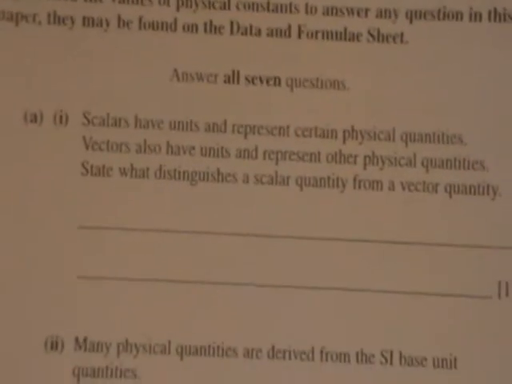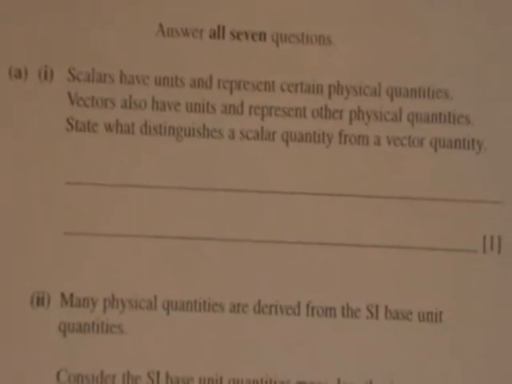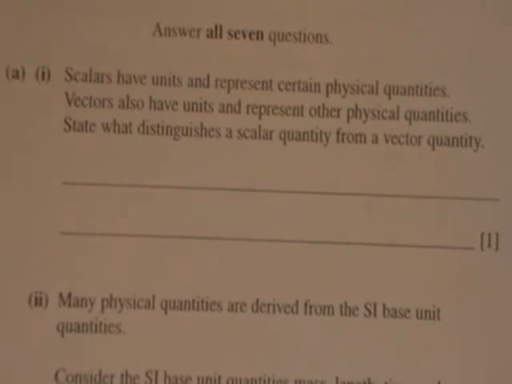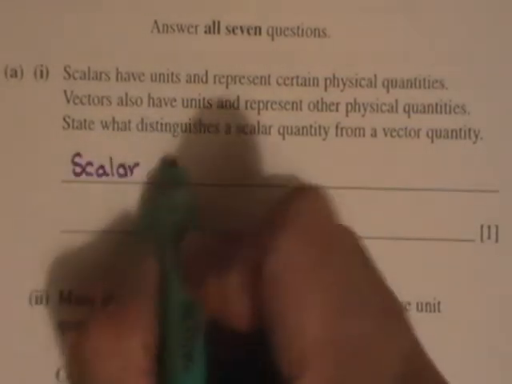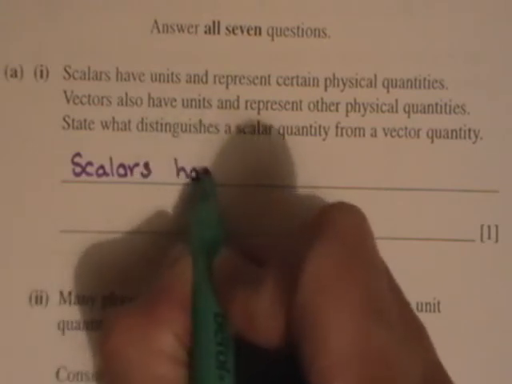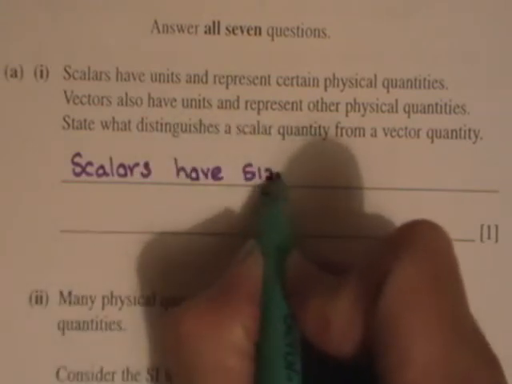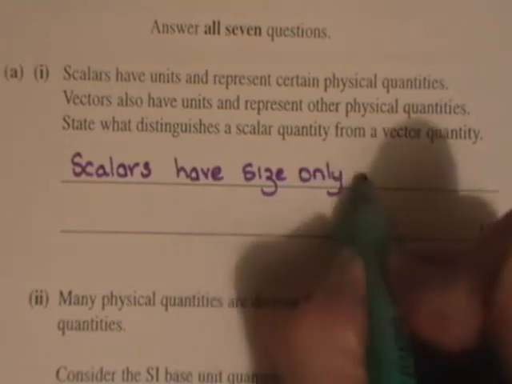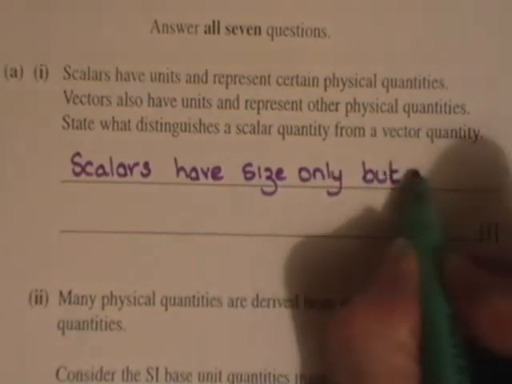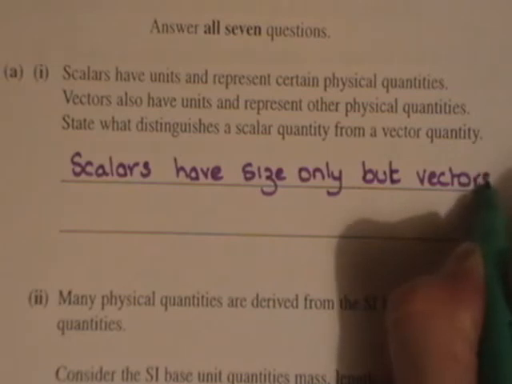This is AS1 June 2008 question 1a. Scalars have units and represent certain physical quantities. Vectors also have units and represent other physical quantities. State what distinguishes one from the other. So that's just your definition of scalars and vectors. Scalars have size only, but vectors have size and direction.